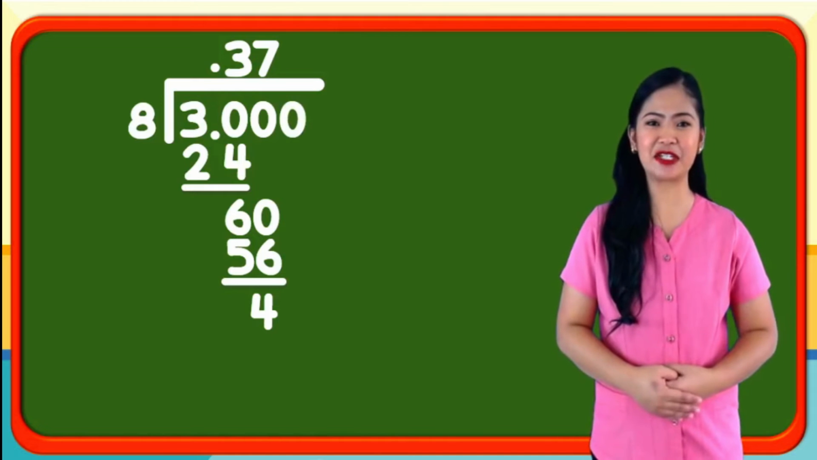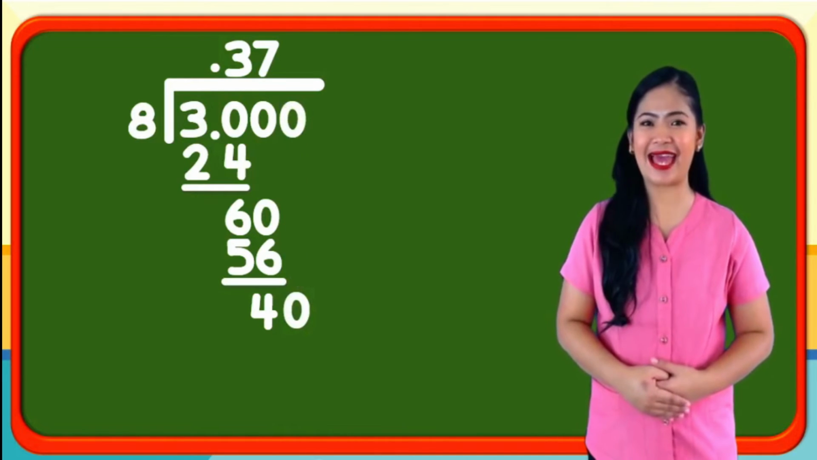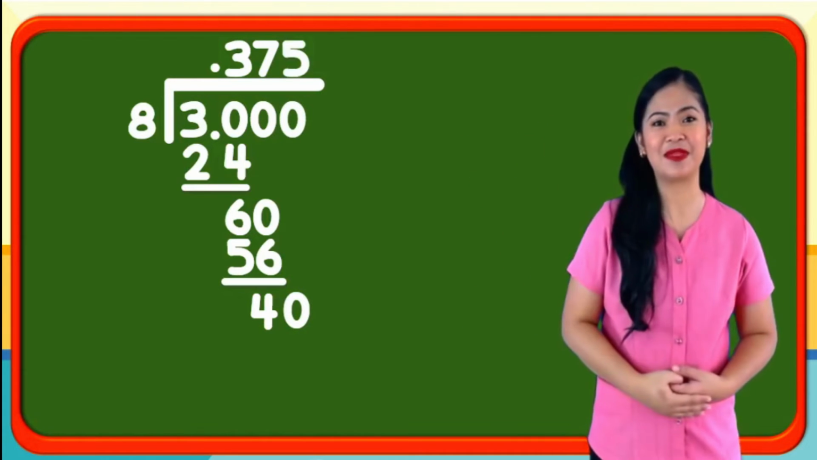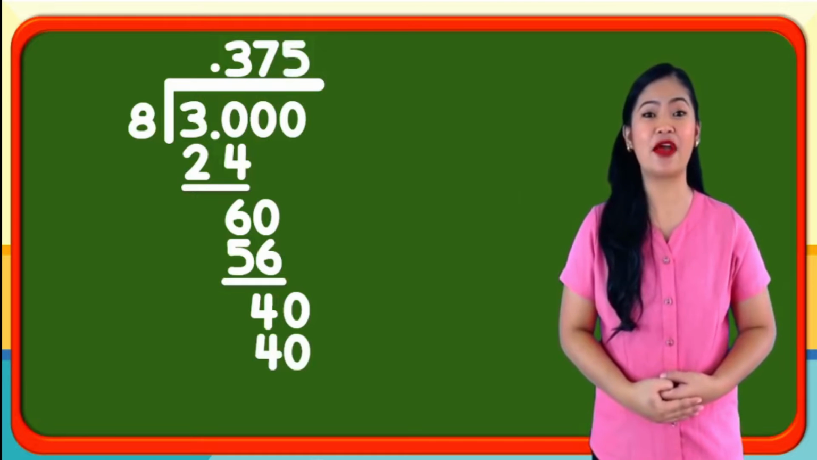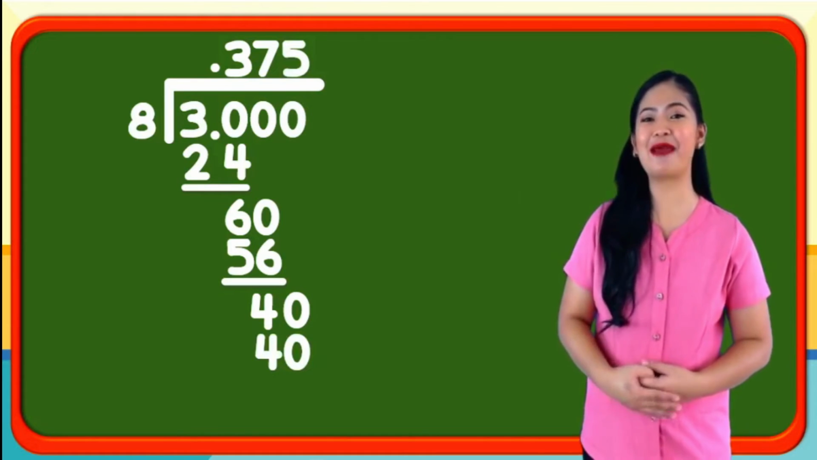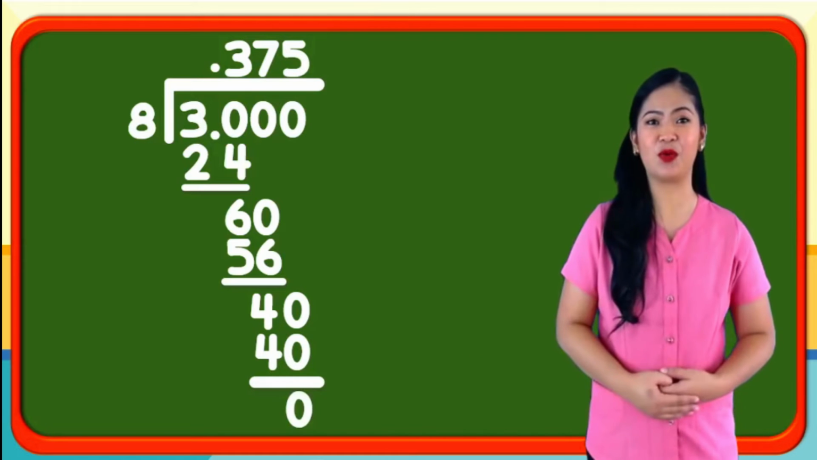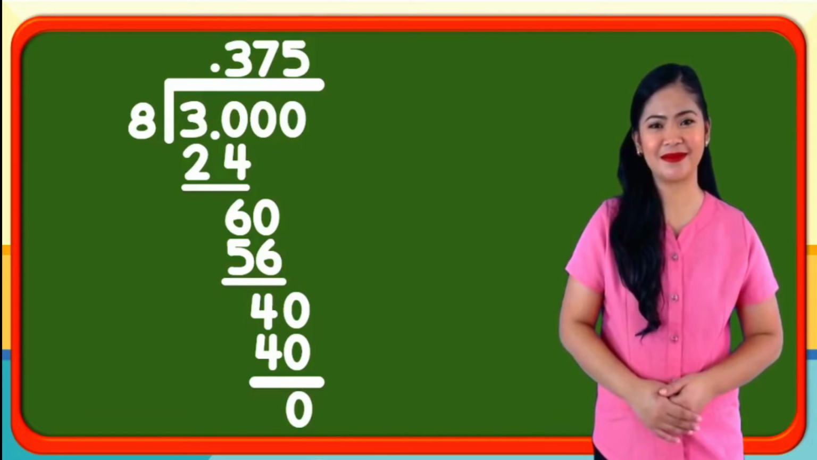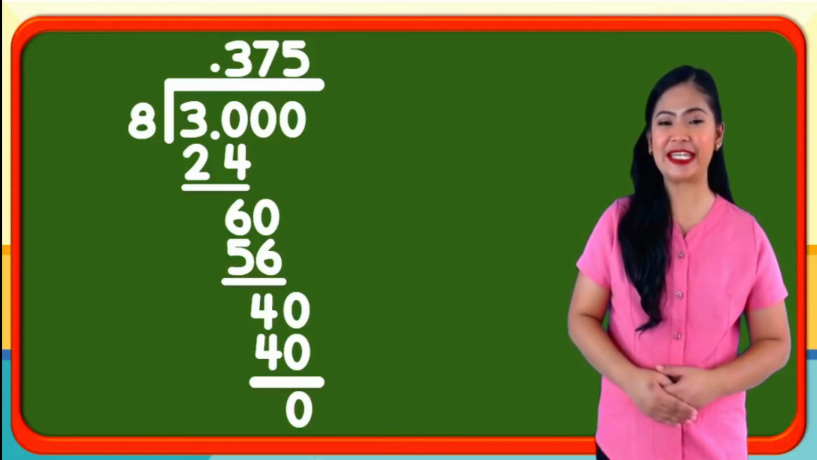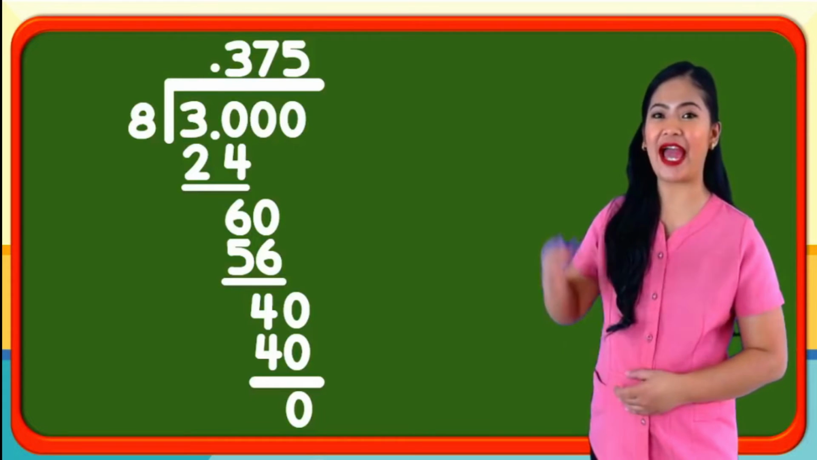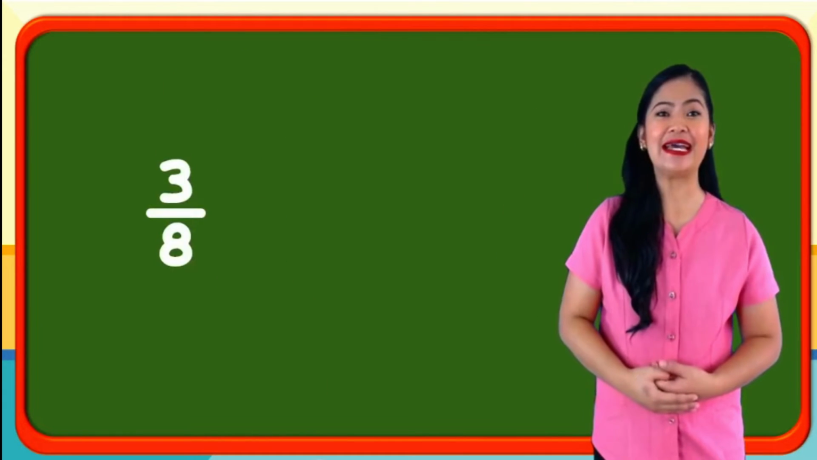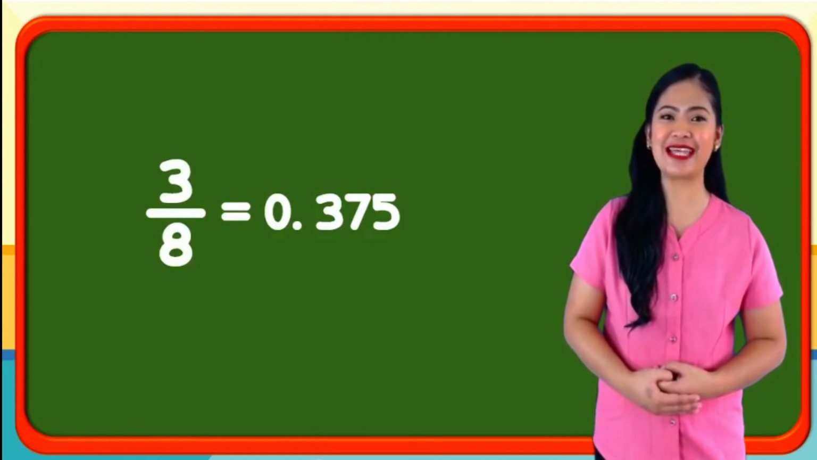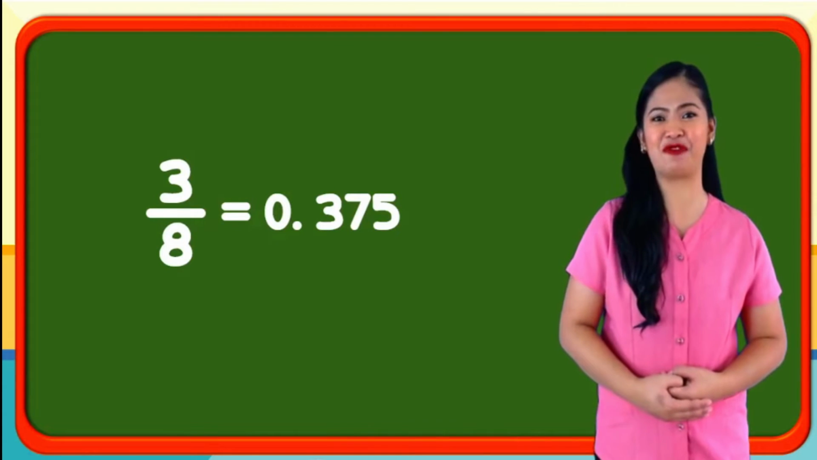Annex one more 0, then bring down. That gives us 40 divided by 8 is 5. 5 times 8 is 40. And 40 minus 40 is 0, which leaves us again with a remainder of 0. Again, since there is no number written in the units place, we are going to write 0. Therefore, 3/8 is equal to 0.375 or 375 thousandths in decimal form.